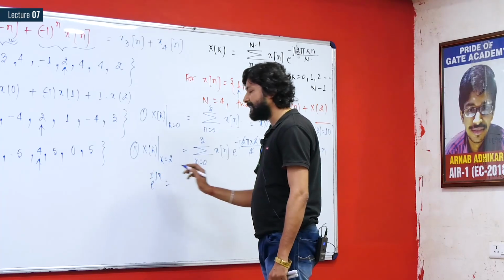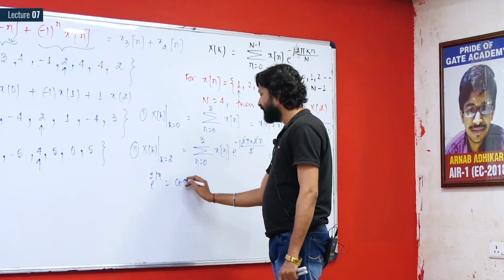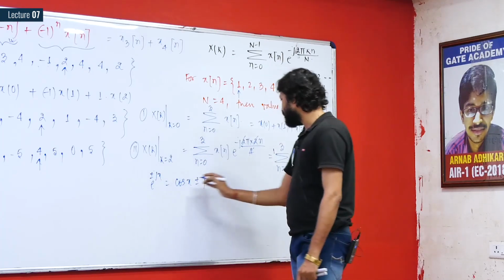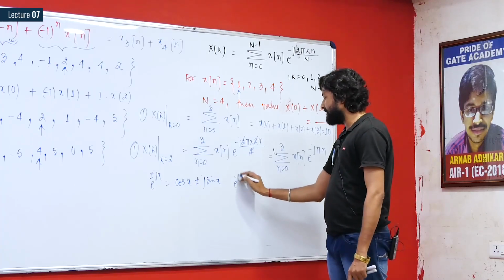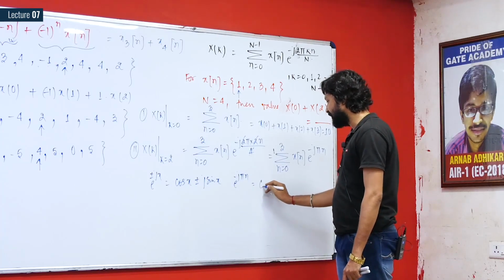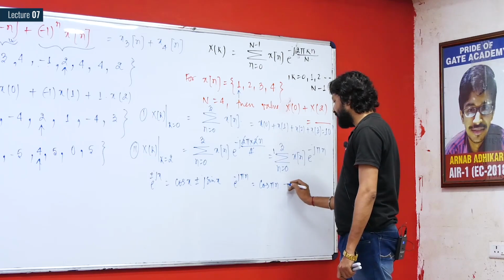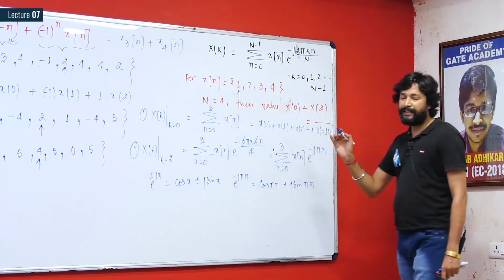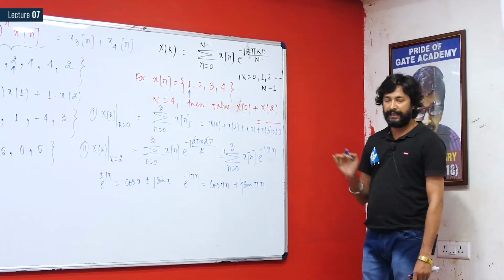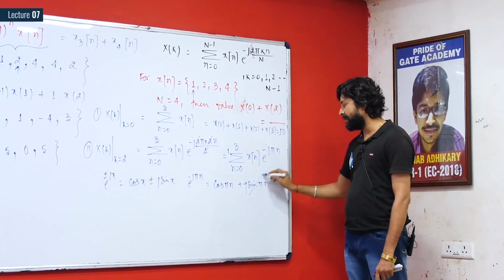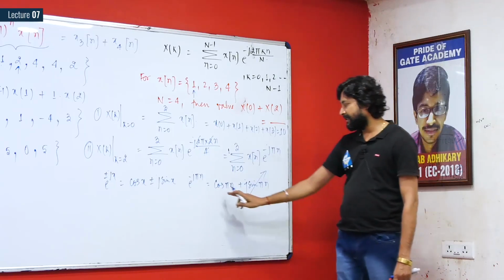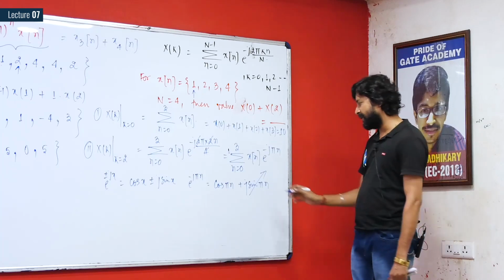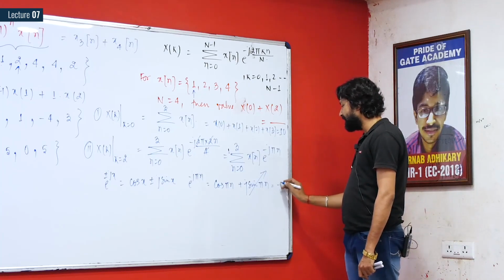Now if n is an integer, you know that e to the power plus or minus jx is equal to cos x plus or minus j sin x. So e to the power minus j pi n can be written as cos pi n minus j sin pi n. You know that sine of any integer multiple of pi is always 0, so this part will be 0. So it is cos pi n, and the value of cos n pi is minus 1 to the power n.